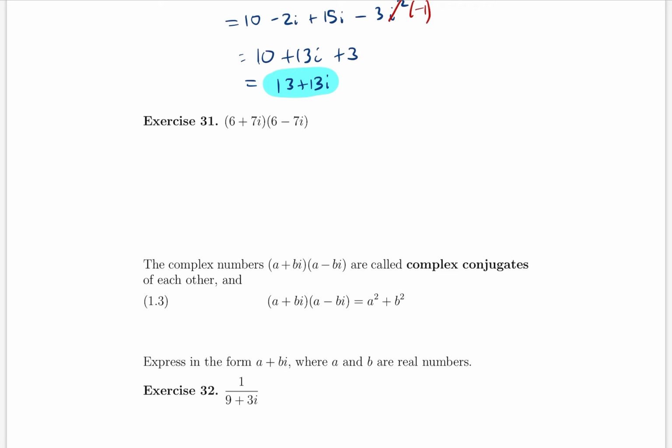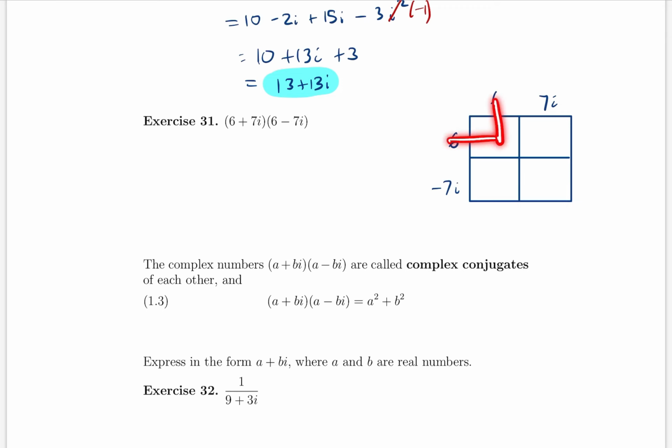Same thing here. I'm going to show you guys a different method to multiply. It's called the box method. Okay, so let me draw a different, nicer box. All right, and this is a 2 by 2, so I'm going to put 2 rows and 2 columns. So you can put 6 and 7i here, and you can do 6 and -7i there. And then you just multiply the row and the column to get the number that goes inside each box. So this would be 36.